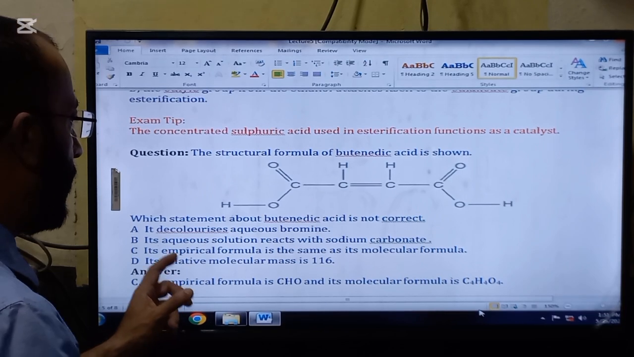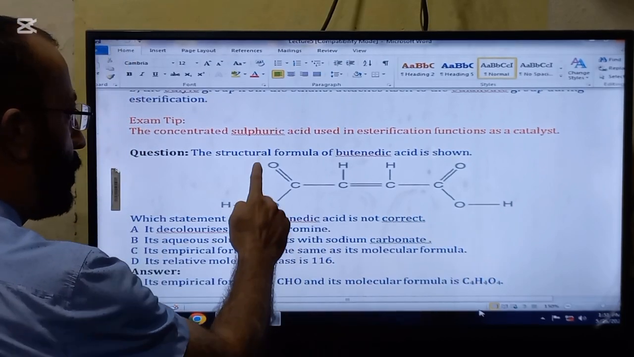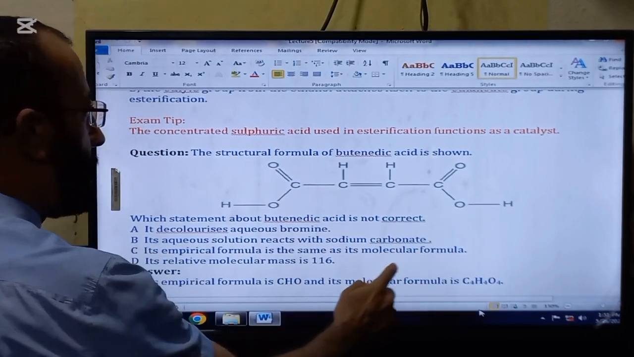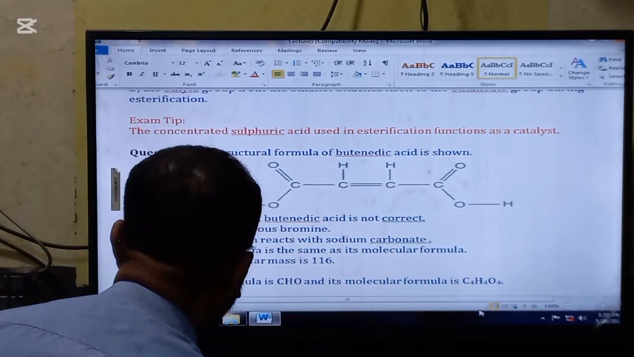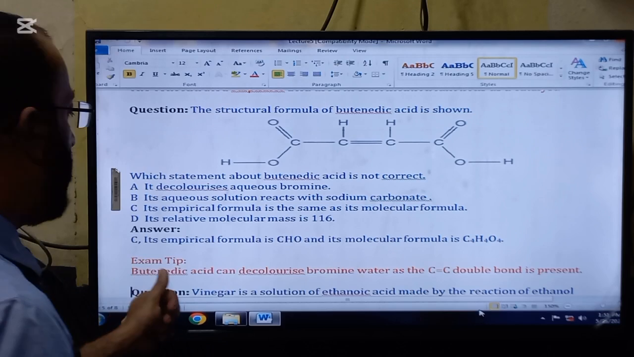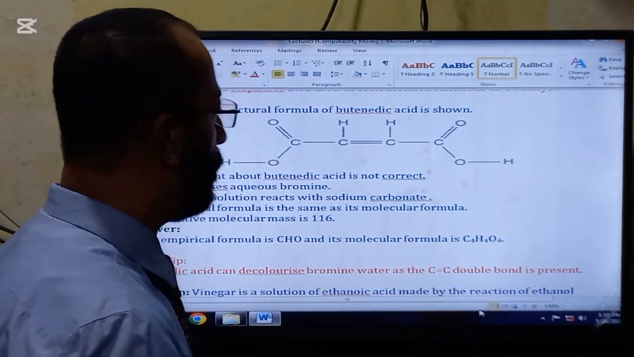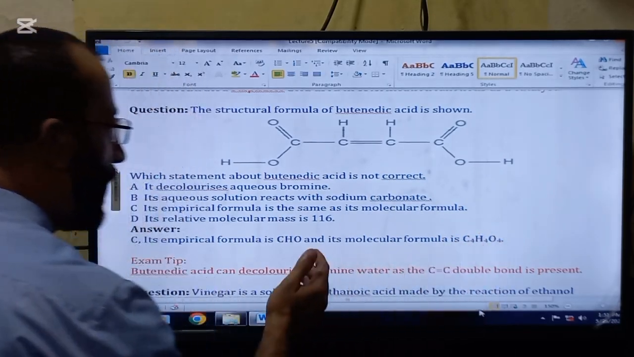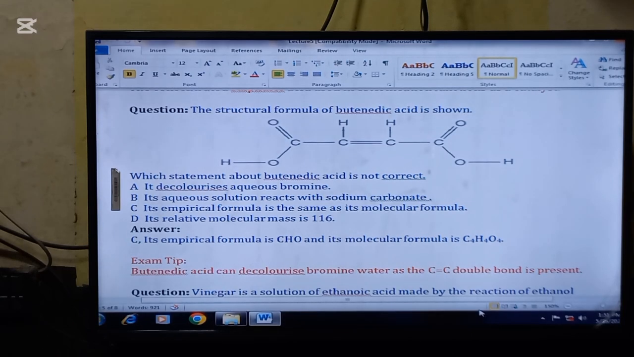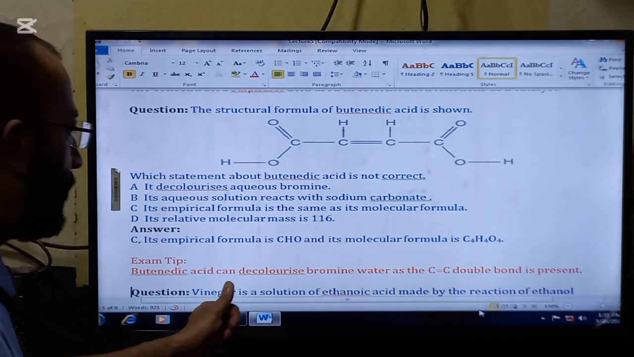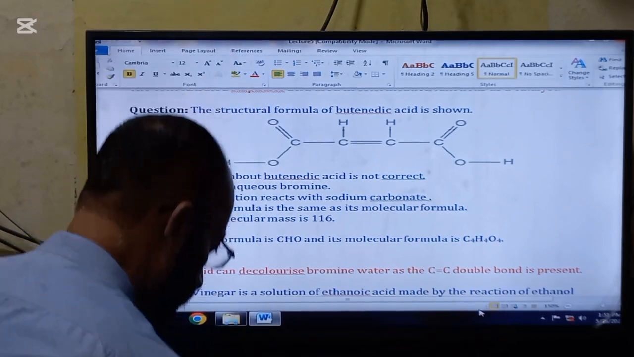because there are 1, 2, 3, 4 hydrogen atoms, 1, 2, 3, 4 oxygen atoms, and 1, 2, 3, 4 carbon atoms. So look now, its empirical formula is CHO and its molecular formula is C4H4O4. So 4 will be taken as common. So empirical formula is same as of molecular formula. Butanoic acid can decolorize bromine water as the C=C double bond is present.